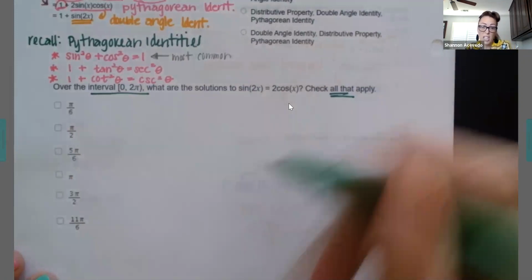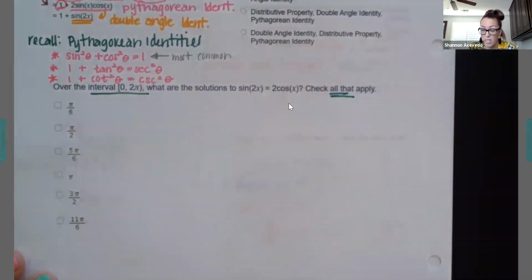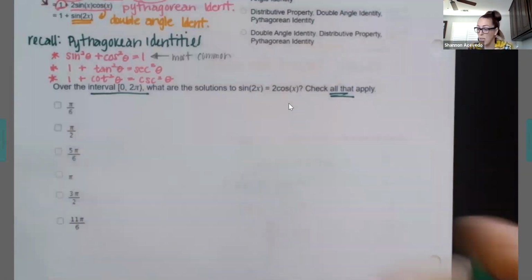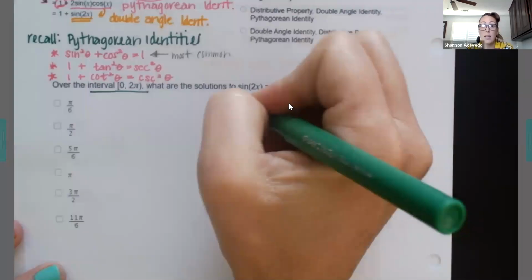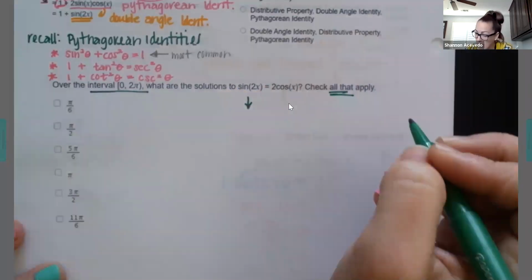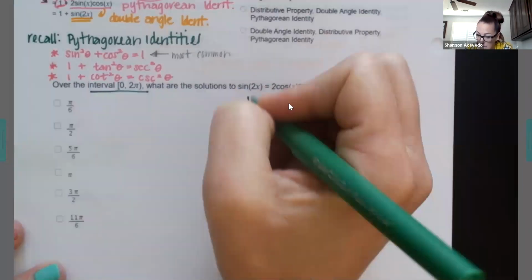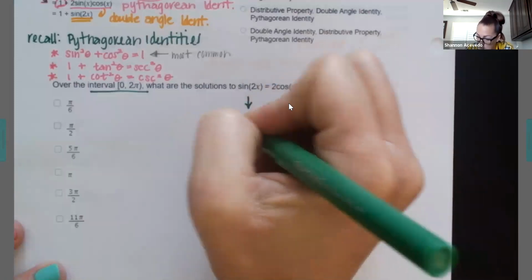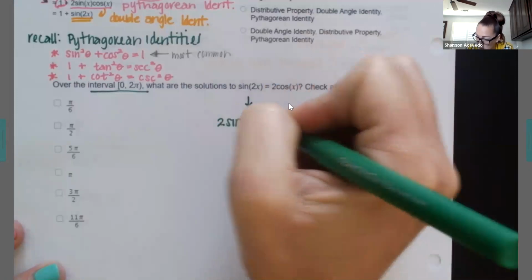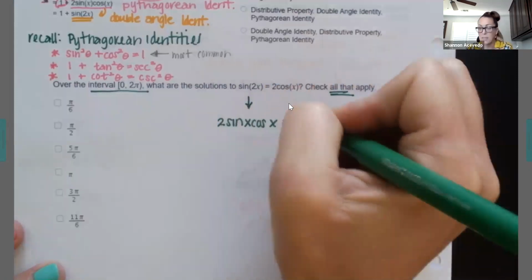So I might have to try to get things in the same terms, or let's get rid of this double angle because I can't solve it. When I have a sine and a cosine like this, I need to do something here. So I'm going to rewrite this using my double angle formula. And that tells me that sine of 2x is the same thing as 2 sine of x cosine of x minus 2 cosine of x.